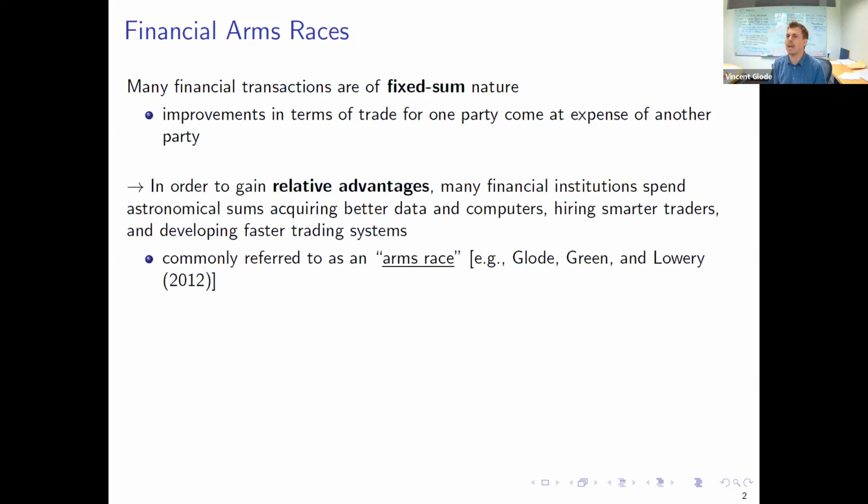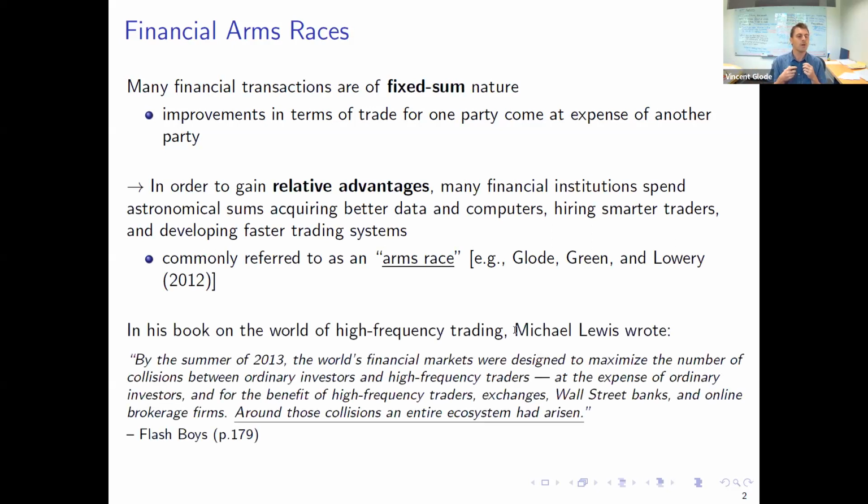Now, in order to gain relative advantages over their counterparties, many financial institutions have spent astronomical sums of money trying to acquire better data, better computers, hire smarter traders, perhaps trade faster. So, although our paper is not only about the high-frequency trading world, it definitely seems like a good setting for us.